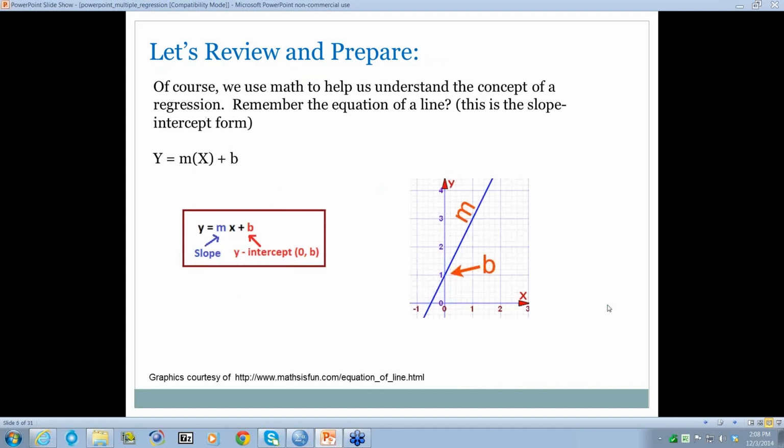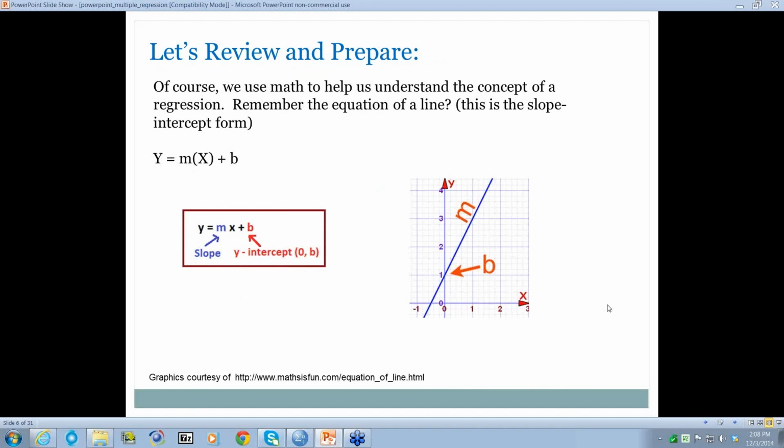So, of course, we use math to help us understand the concept of a regression. So bear with me, and this is recorded. You'll get a copy of the recording so you can look at it again, maybe, if you have a little bit of trouble now with it. But sometimes this stuff takes a while to sink in.